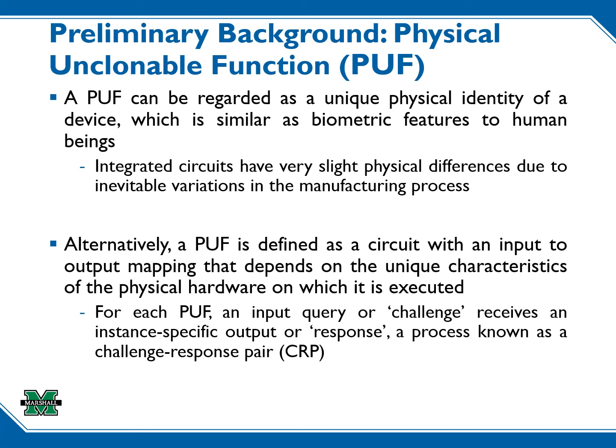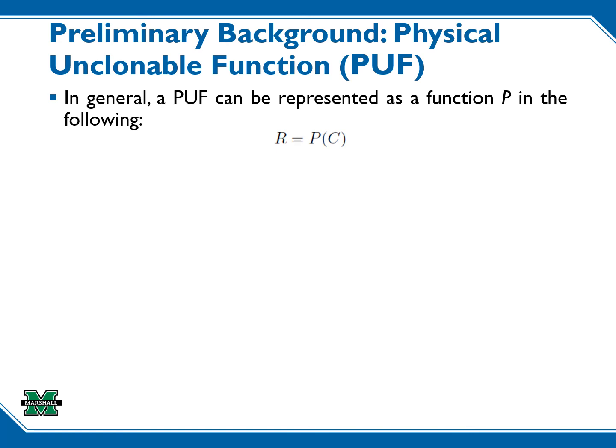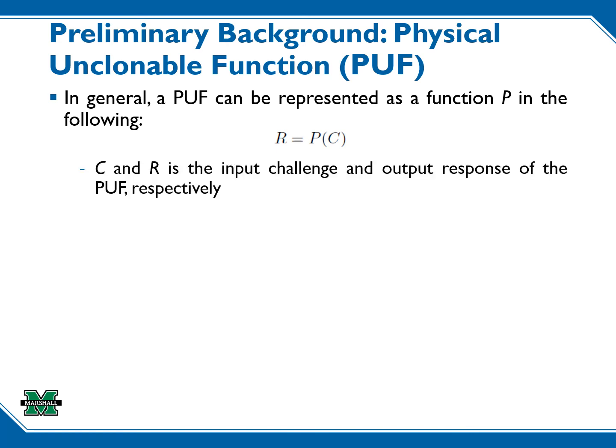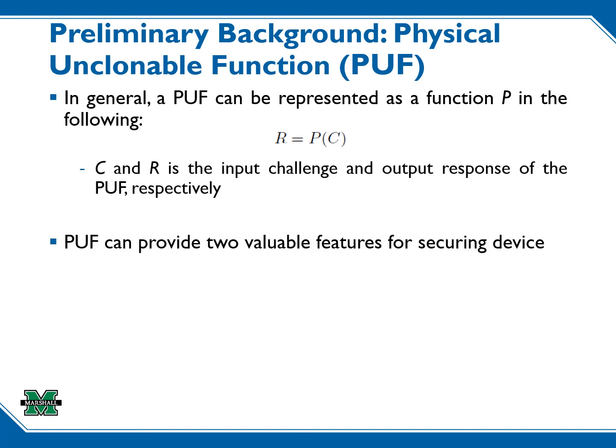For each PUF, an input query or challenge receives an instance-specific output or response, a process known as a challenge-response pair, or CRP. In general, a PUF can be represented as a function P in the following. C and R are the input challenge and output response of the PUF respectively.